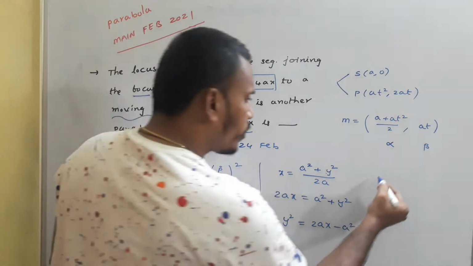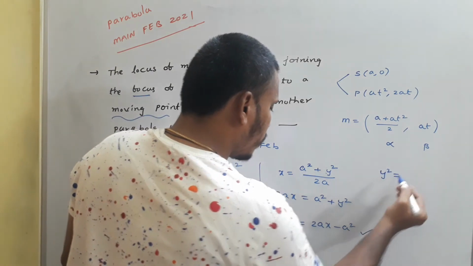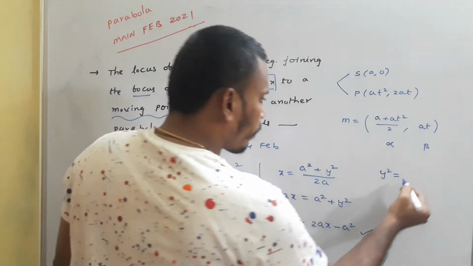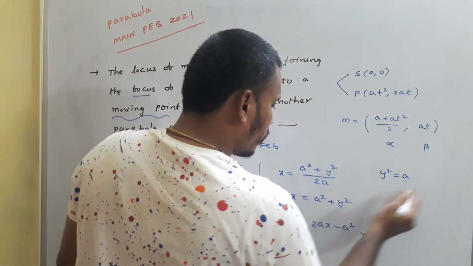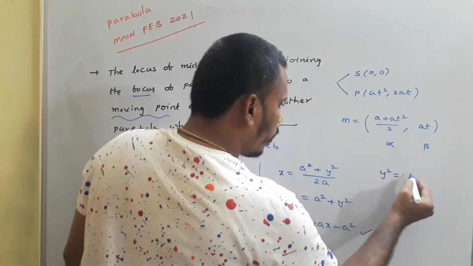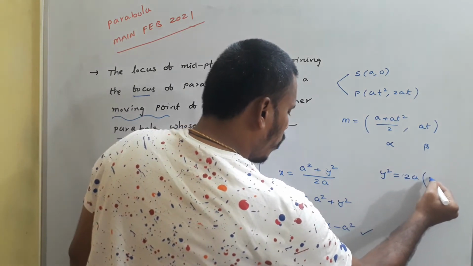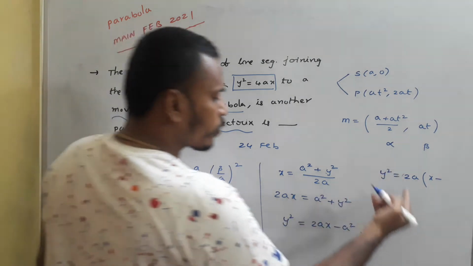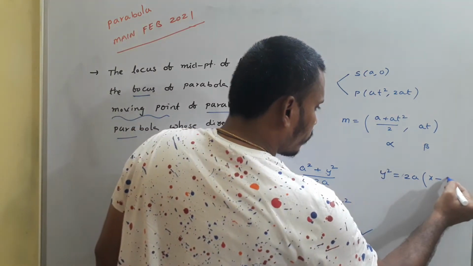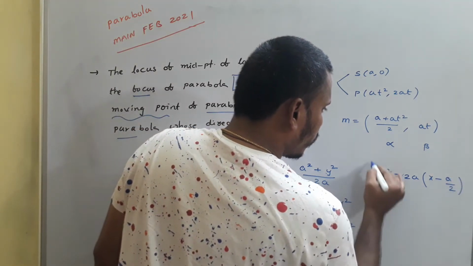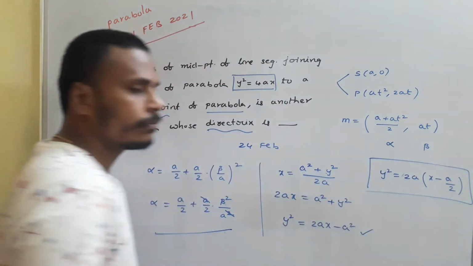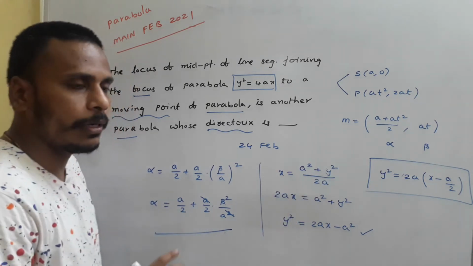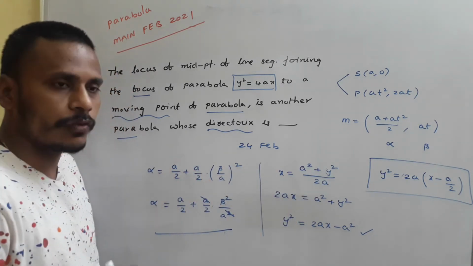We need to identify its directrix. So y square equals 2ax minus a square. You just take out 2a common: y square equals 2a times (x minus a square by 2a), that means a by 2. This is the parabola formed by the locus of (alpha, beta), whose equation of directrix we need to find.